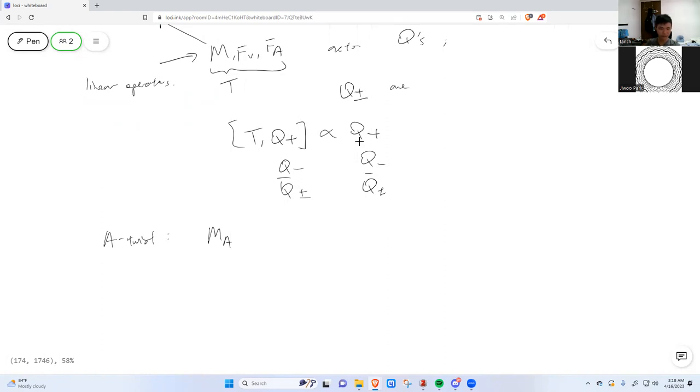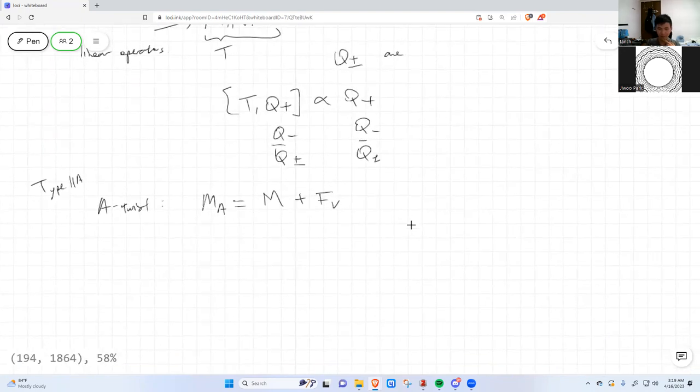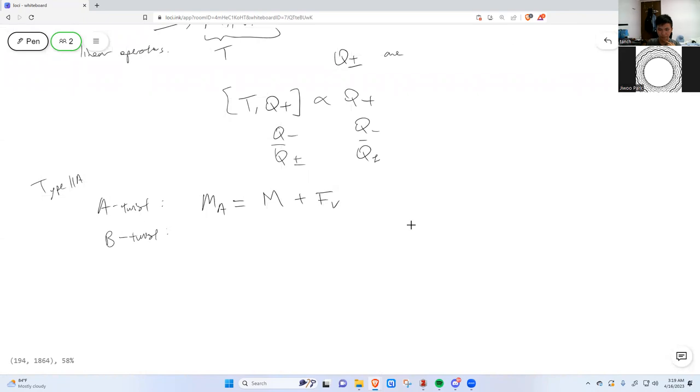The reason why it's called A and B is actually related to type 2A string theory and type 2B string theory. But I saw a video where Witten said that I think the naming was coincidental, or maybe he was just smarter than he thought. So M_A is defined as, this depends on some convention, but the mirror symmetry book says it's plus FV, whereas the topological strings book says it's minus FV. So I'm just going to stick to plus for now. And then if we have an A-twist, we're defining new operators.